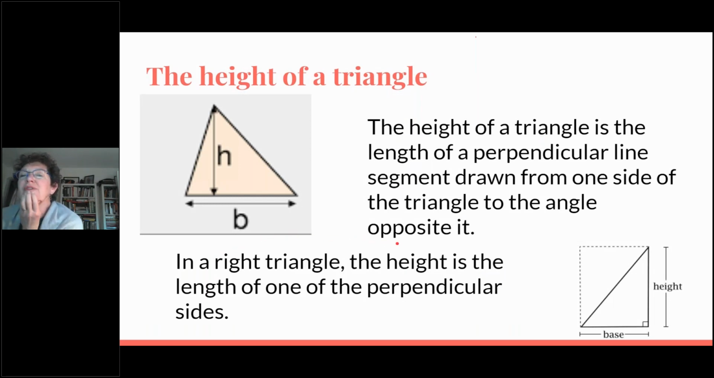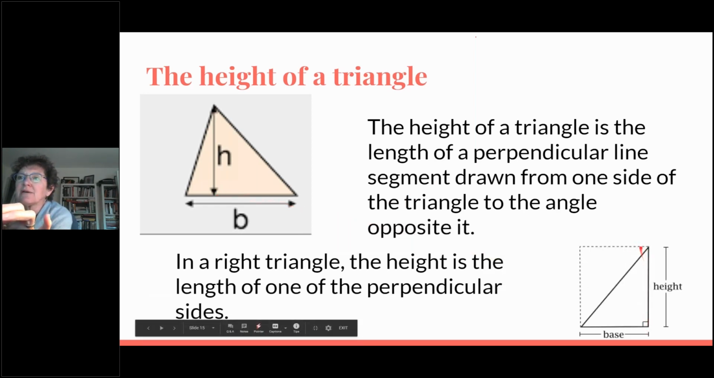Now, the other critical thing I always struggle with is the triangle: the height is the length of a perpendicular line drawn from one side of the triangle to the angle opposite. So in a right triangle like this one right here, it's easy to see that the height is the length of one side. You see how we have these here? Because it is a right triangle, this is a right angle, so we can use this side length as the height.